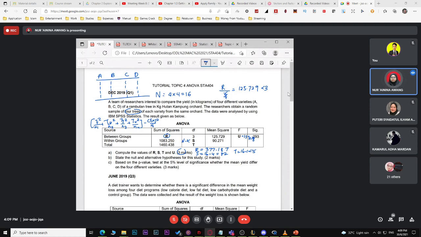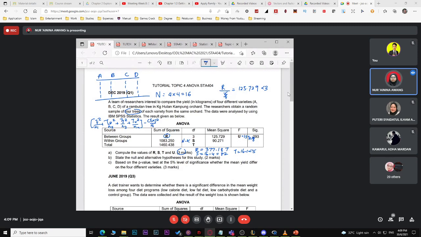Make sure when you answer the questions, you need to show how you get the value. Don't just write the final value. Make sure you show how you get U: 125.729 divided by 90.271, so you will get 1.3928. Make sure you show how you get the value. Okay, so that is for question A.